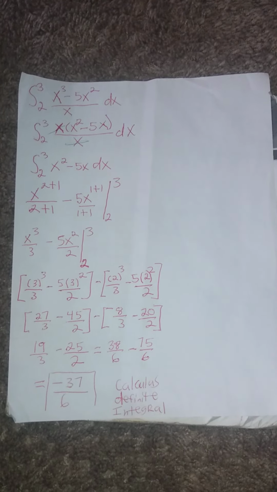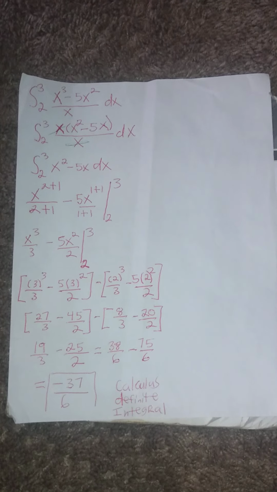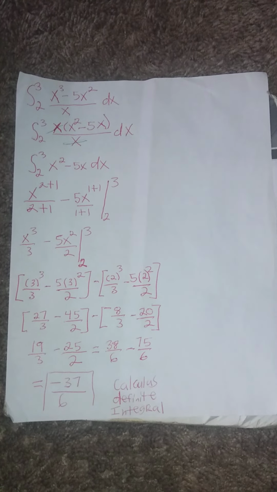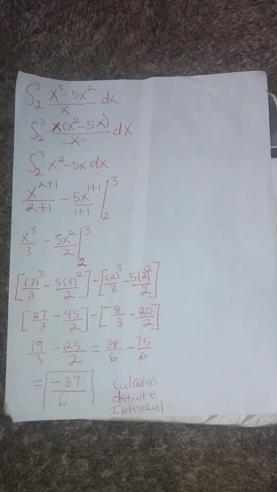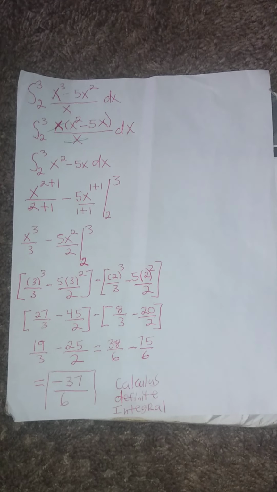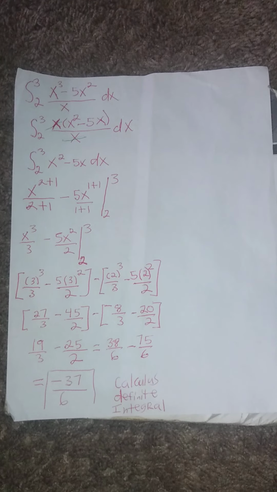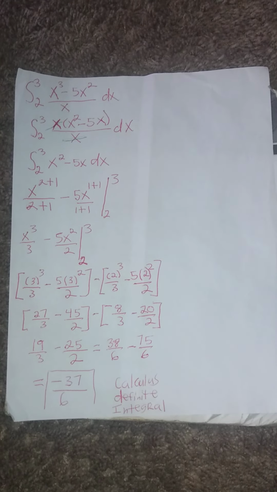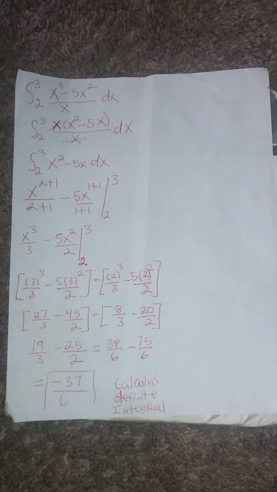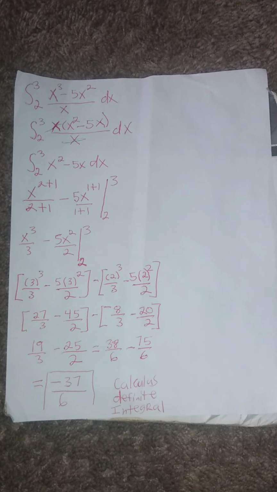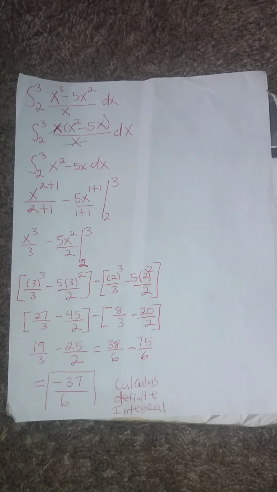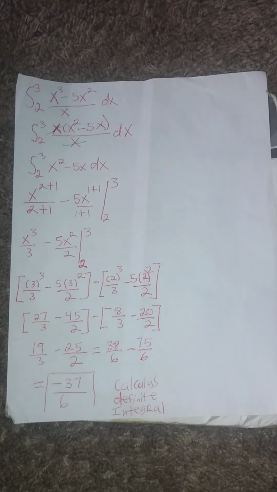And that will turn into addition because when you're subtracting the negative, the signs change to a plus. So negative 45 divided by 2 minus a negative 20 divided by 2 is equivalent to negative 45 divided by 2 plus 20 divided by 2, which is equal to negative 25 over 2. So that statement will now read 19 divided by 3 minus 25 over 2.